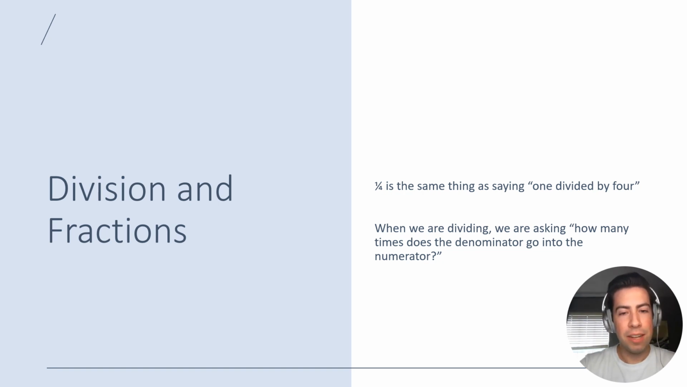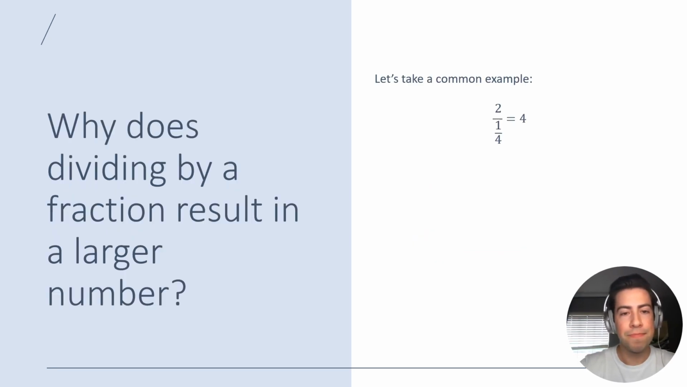Okay, so now let's talk about division and fractions. You guys probably know this, it should be review, but 1/4 is the same thing as saying 1 divided by 4. So a fraction is really just a division problem. When we are dividing, we are asking, how many times does the denominator go into the numerator? When we have a fraction, we're really saying, how many times can this denominator go into the numerator?